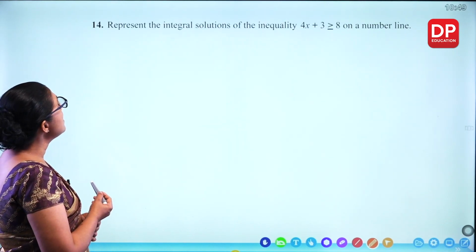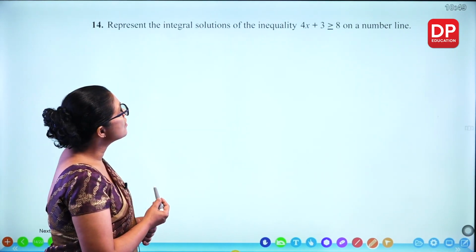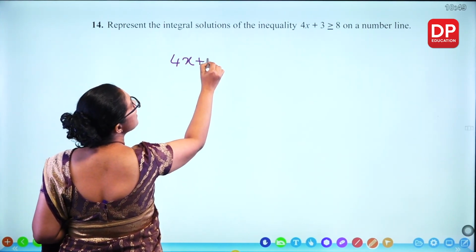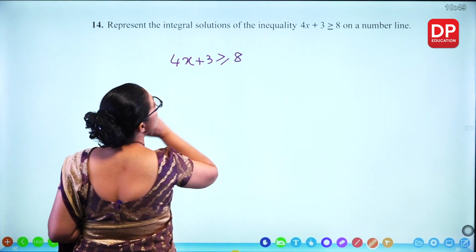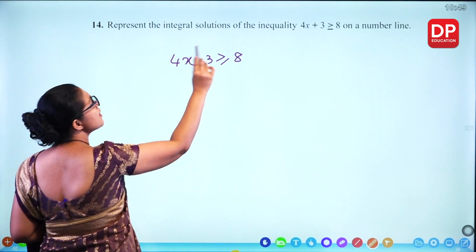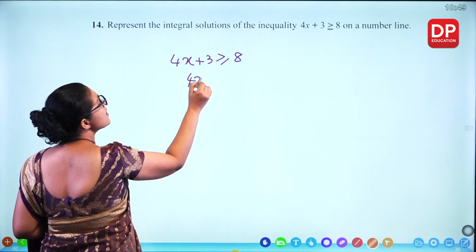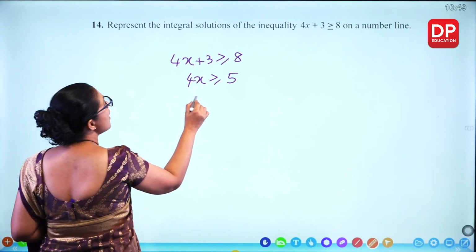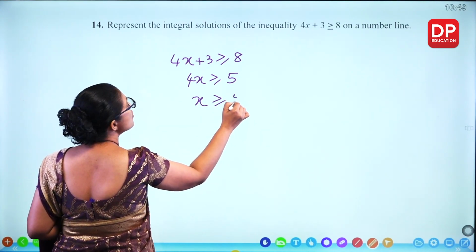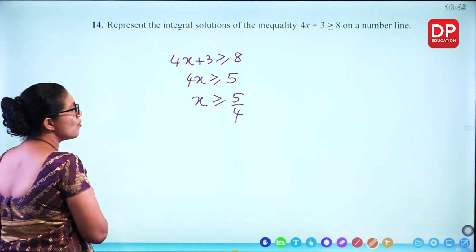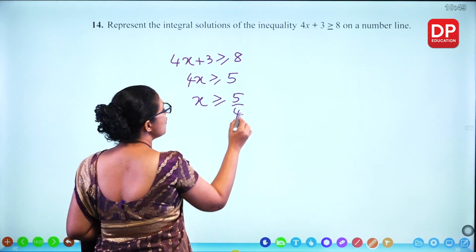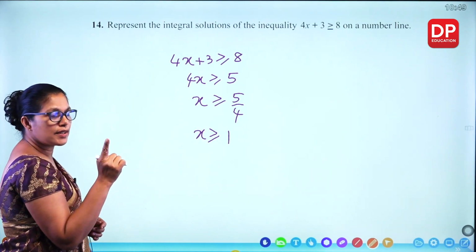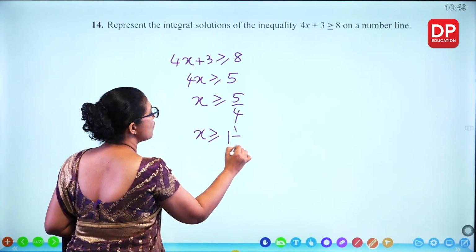Question number 14. Represent the integral solutions of the inequality 4x plus 3 greater than or equal to 8 on a number line. So, we will take 3 to the other side. So, 4x is greater than or equal to 8 minus 3, that's 5. So x is greater than or equal to 5 over 4. What's the value of 5 over 4? 1 and 1/4.